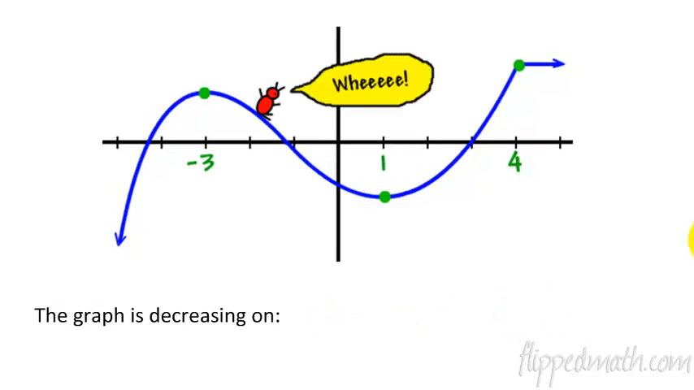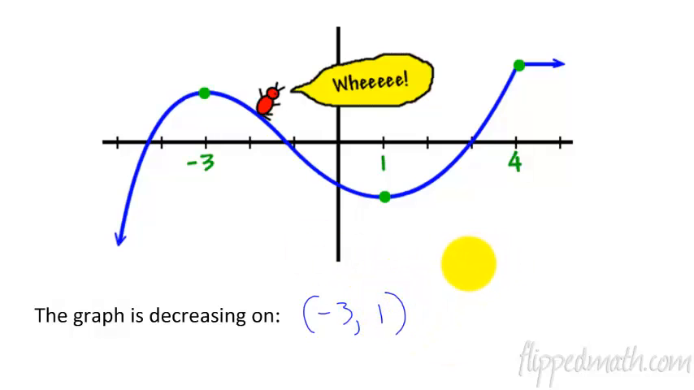Now let's talk about when is little Timmy going downhill. Well, he gets to the top of the mountain here, and then he slides down. So this part where he's sliding down is where the graph is decreasing. So if Timmy is going downhill, the graph is decreasing, and that is on the interval from negative 3 until you get to the x value of 1, and then we close our parentheses. So from negative 3 to 1, that's decreasing.